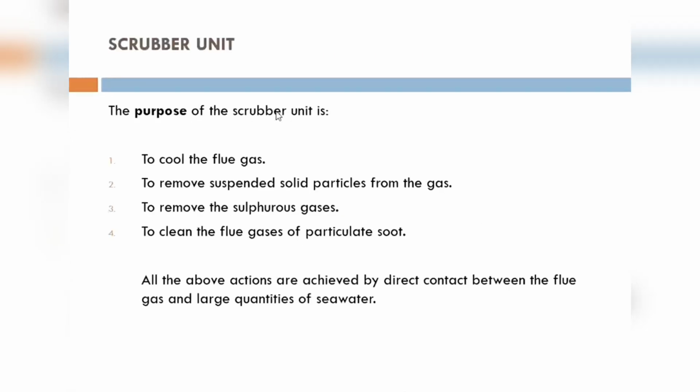Scrubber unit. The purpose of the scrubber unit is to cool the flue gas. Refer to the diagram that you have drawn, where is the location of the scrubber unit. We'll see how it works. The function of this scrubber unit is to cool the flue gas, remove suspended solid particles from the gas, remove sulphurous gases, and clean the flue gas of particulate soot. All this treatment of the flue gas is done in the scrubber tower, and all the above actions are achieved by direct contact between the flue gas and a large quantity of seawater.